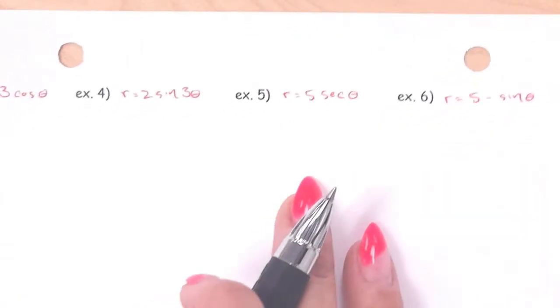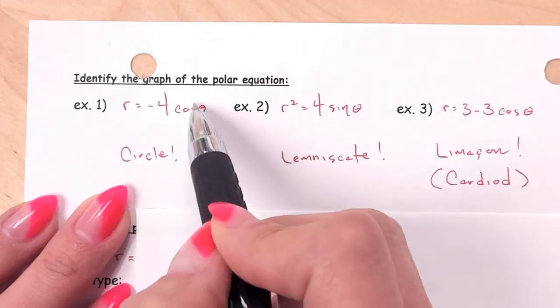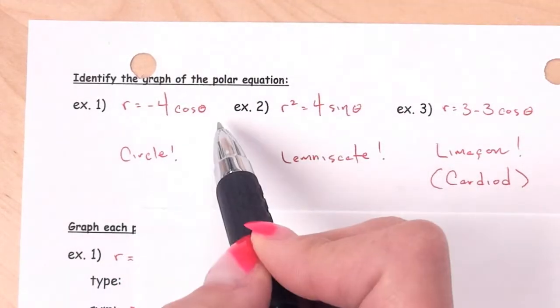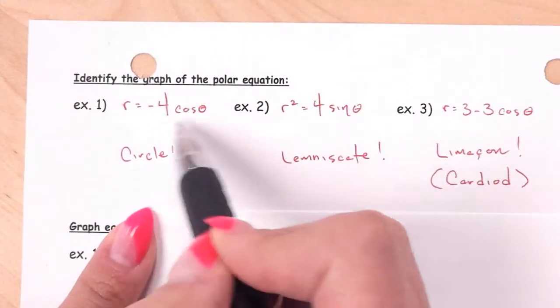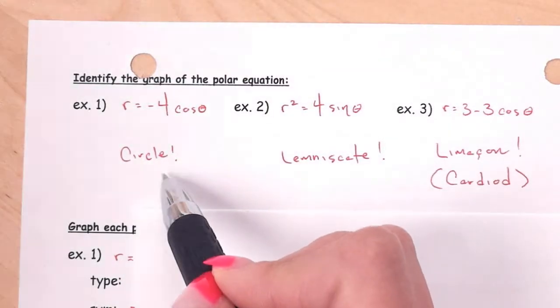Okay, we're going to check our answers. This is a circle. There's no number in front of here. We graphed something that was really similar. This is a circle basically on the left side of the pole.